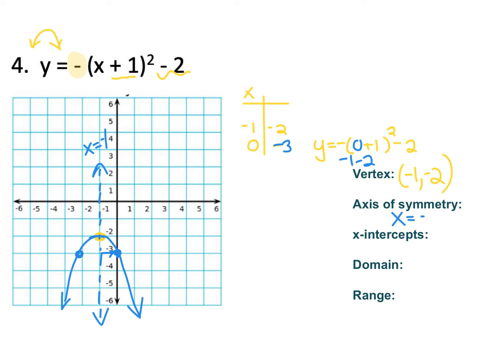Okay, so let's list these different things. Here's my axis of symmetry. Now, my x-intercepts, well, I'm going to say that they do not exist. Now, I got to be careful. They do not exist in the real number system. We would have complex numbers, but for purposes of graphing, I'm just saying they do not exist. Domain, all real numbers. Range would be y is less than or equal to -2.